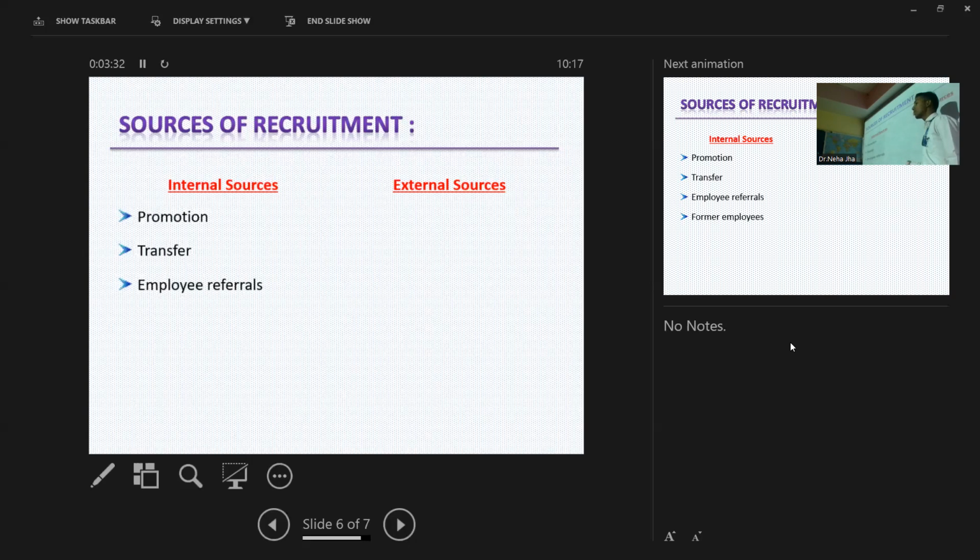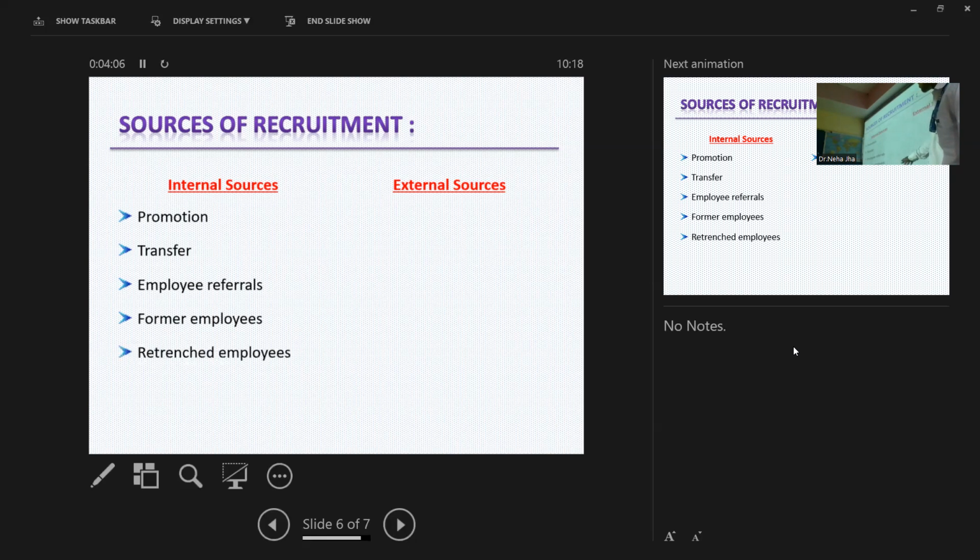Third is employee reference. Employee reference means that an employee of an organization gives the reference of another candidate for a particular job. Fourth is former employees. Former employees means retired employees. Those employees who retired from this organization can also rejoin the organization.